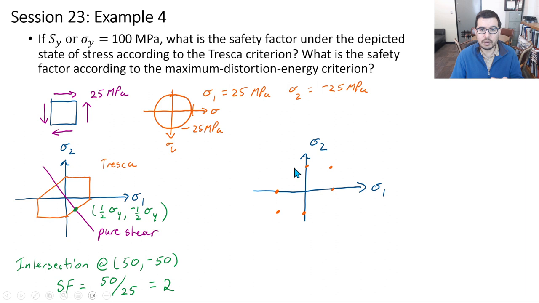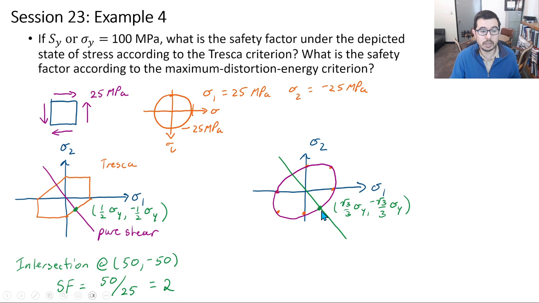Well, you could argue that there might be corners, but they're not sharp corners, right? It's smooth for this ellipse. Then draw an ellipse through these points. That's just how I do it. And then you have the pure shear line and it's intersecting. And this is a material property at this point.